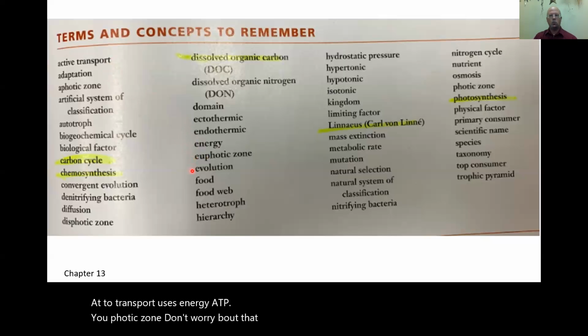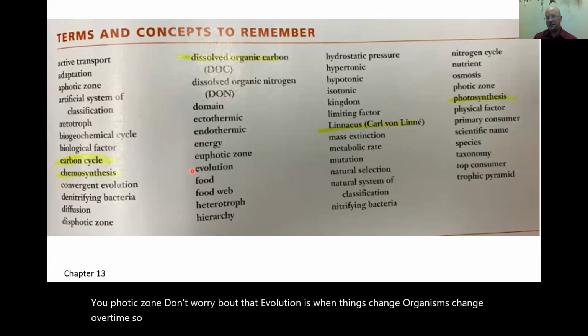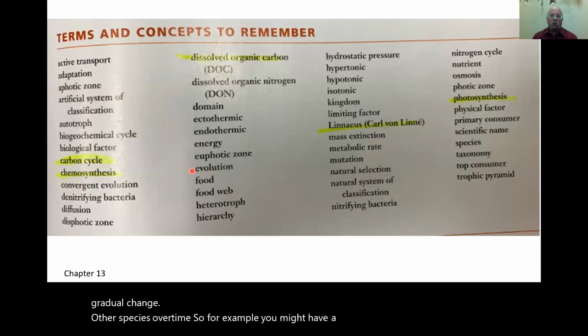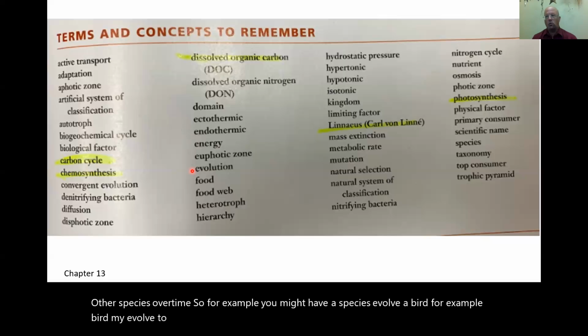Evolution is when organisms change over time. So for example, we talked about adaptation just a little while ago. Evolution is the gradual change of a species over time. So for example, you might have a species evolve, a bird, for example. A bird might evolve to have a longer feather or a shorter beak or a variety of different things.